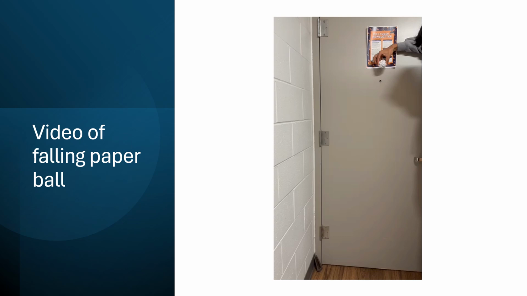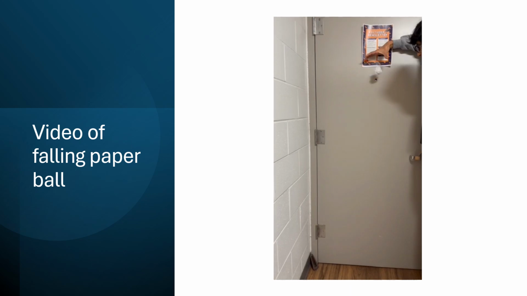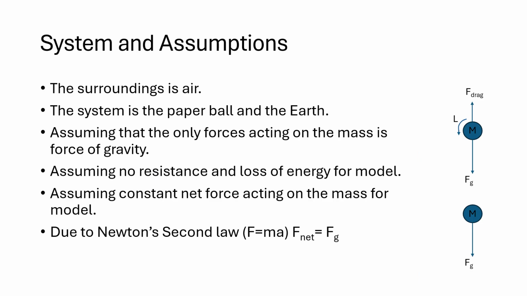So this is a video of the falling paper ball. Okay. And then, the system and assumptions: the surroundings is the air, the system is the paper ball and Earth, assuming that those are the only forces acting on the mass.